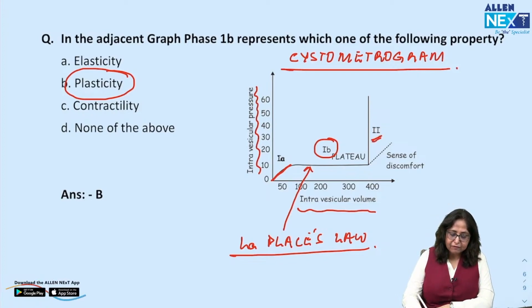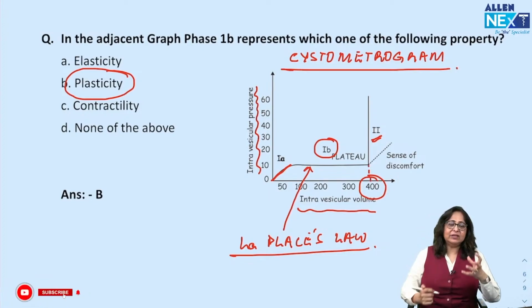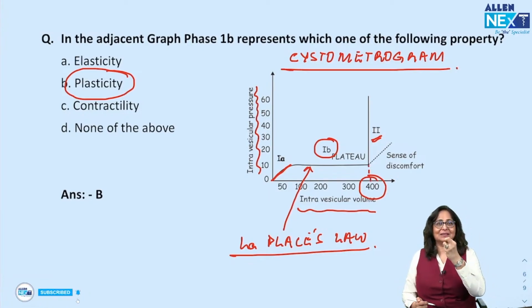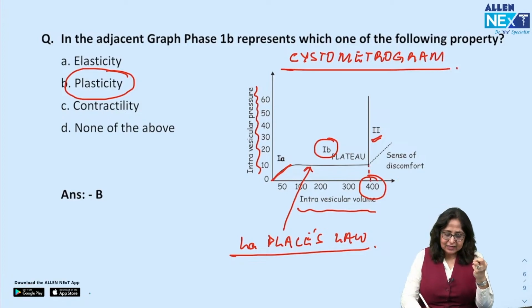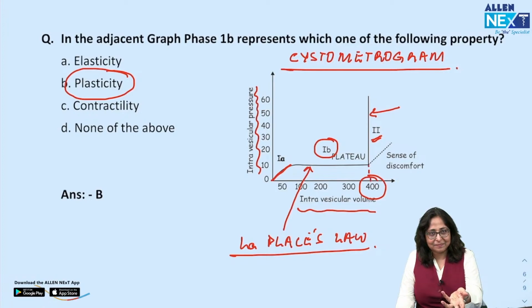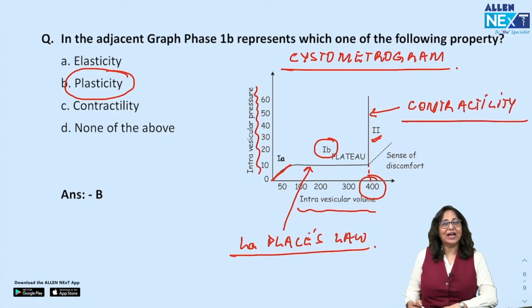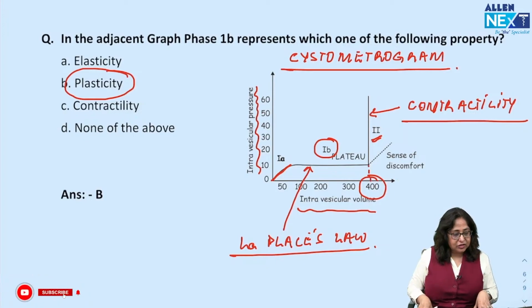Now what happens in phase 2 when the bladder volume reaches 400 ml? Now there is a contraction of the detrusor muscle. And this is what is responsible for the evacuation of the bladder. So phase 2 will represent contractility. So the answer to this question is plasticity.